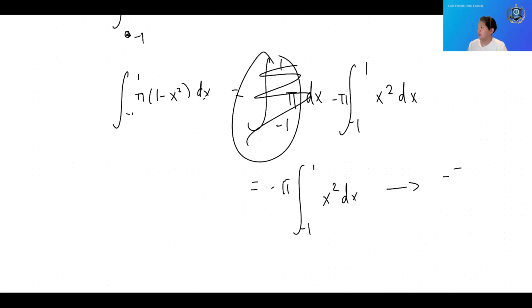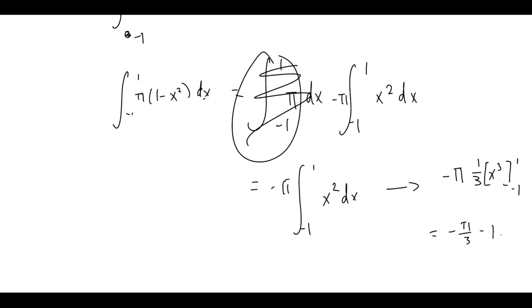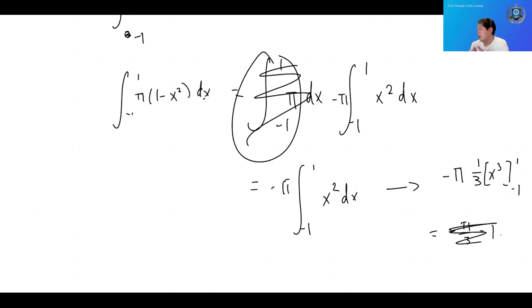negative pi, I think if you anti-differentiate x squared, you get x cubed over 3. I might have missed something, but oh well. So x cubed over 3 from 1 to negative 1. Let me think where I went wrong. I'll have negative pi on 3, and I'll have negative 1. I might have made a sign mistake, but negative pi on 3 again.